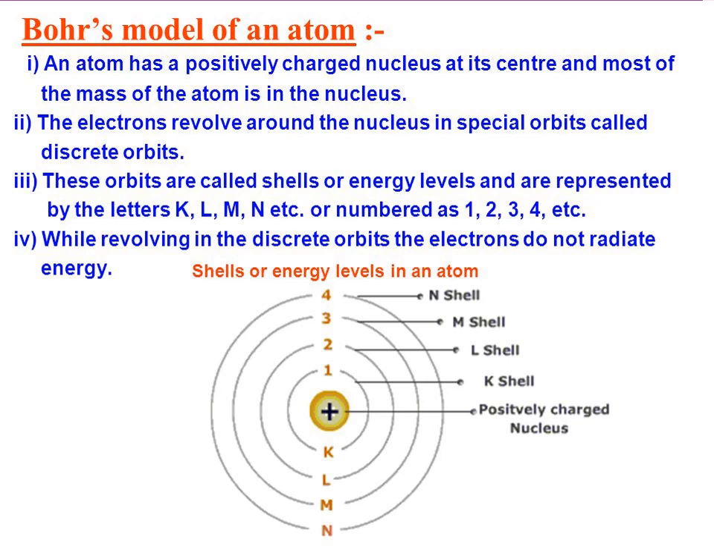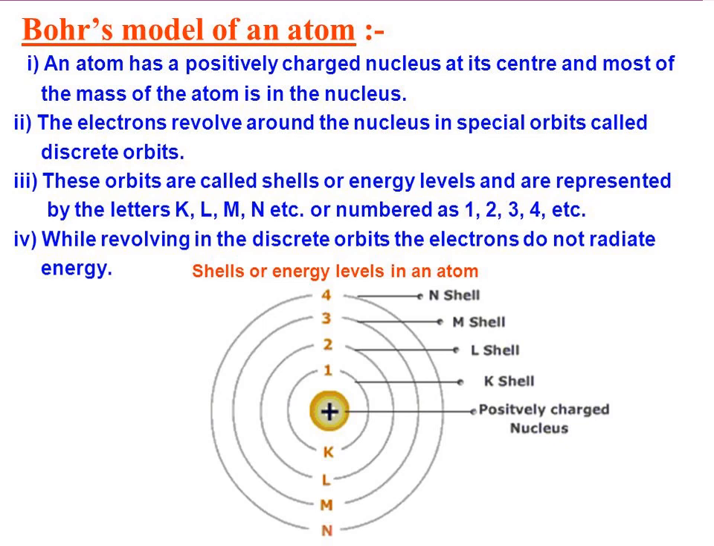Already we studied shells. Listen: the electron revolves around the nucleus in a stationary circular path, that is called an orbit. See the picture, everybody. Neutrons and protons make the nucleus in the center. The first orbit is the K shell, otherwise the number one shell.